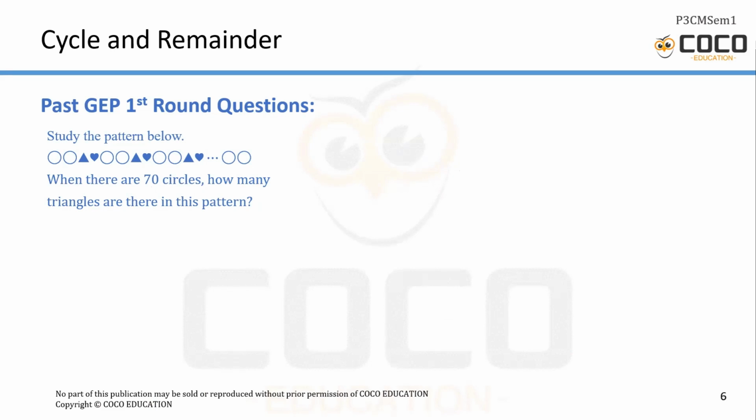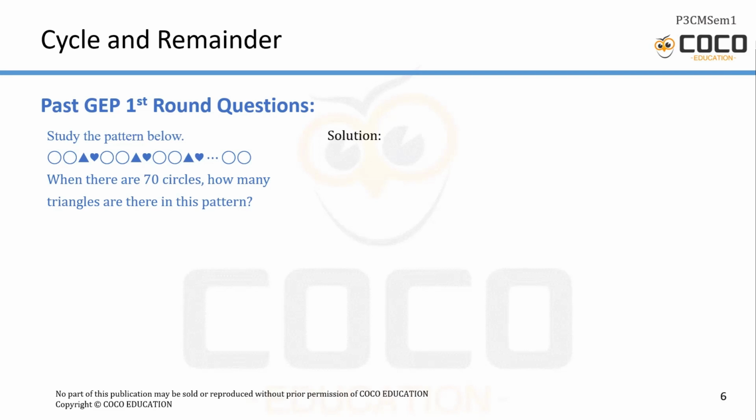In this question, they tell you there are 70 circles. Then from the circles, they ask you to find how many triangles there are in this pattern. Okay, so how to do it? A very typical wrong answer for this question is someone says, teacher, when you have 2 circles, you always have 1 triangle in a pattern, correct? So I just use 70 divided by 2. Okay, that might be wrong already. So let's see how to do this question.